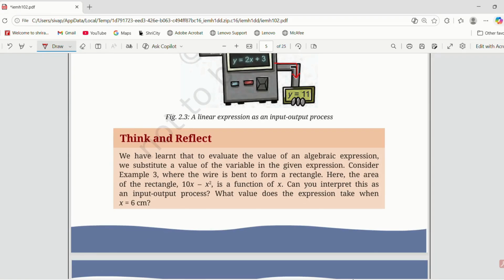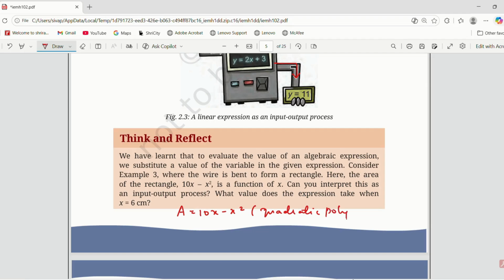Based on this, we can learn how to evaluate the value of an algebraic expression: we substitute the value of the variable in a given expression. Consider example 3 from our first exercise, where the wire is bent to form a rectangle. Here the area of the rectangle is given as 10x minus x square. So we can say that the area is a polynomial, 10x minus x square. This is not a linear polynomial. You know that for a linear polynomial, the maximum degree should be 1. Here the degree is 2, so it's a quadratic polynomial.